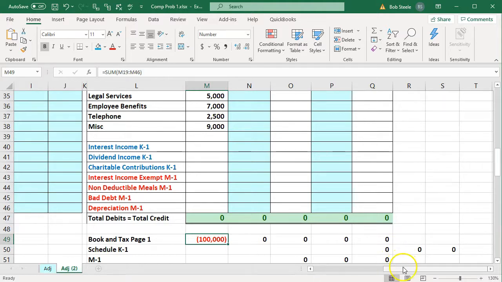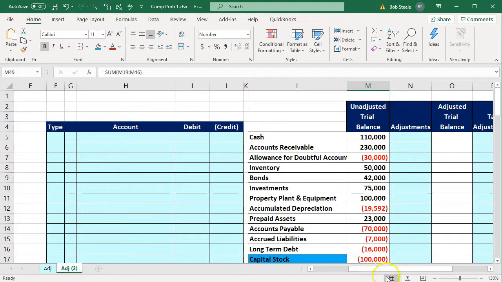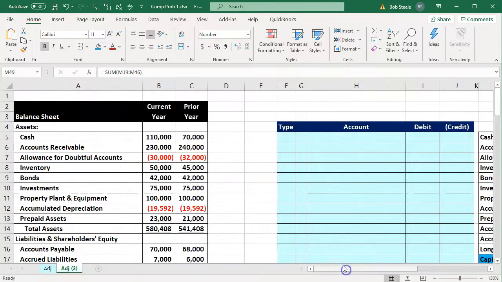Also note that if this didn't work, if you had a problem and had to go back and figure out where the problem was, you can verify section by section this way really easily. Like the asset section, for example, adds up to 580,408.